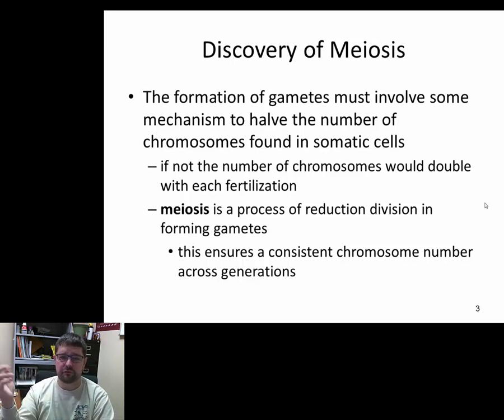So it really makes no difference what organism we're talking about. There's lots of organisms out there that have very different numbers of chromosomes, but the process of meiosis is going to divide their chromosomes in half. So it can return the original number when the zygote is formed.